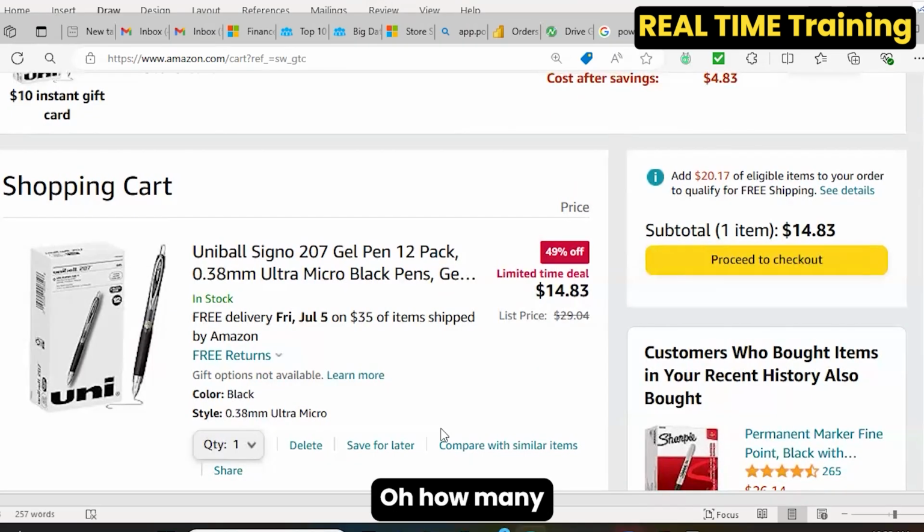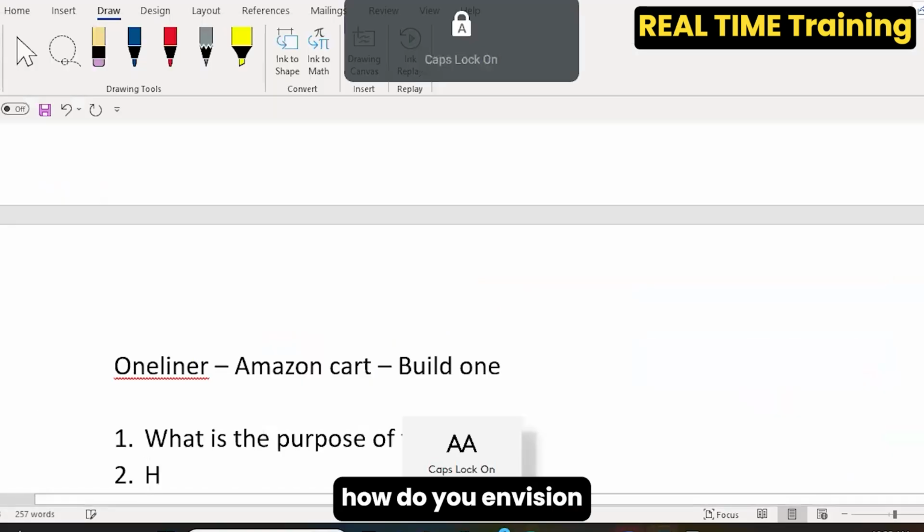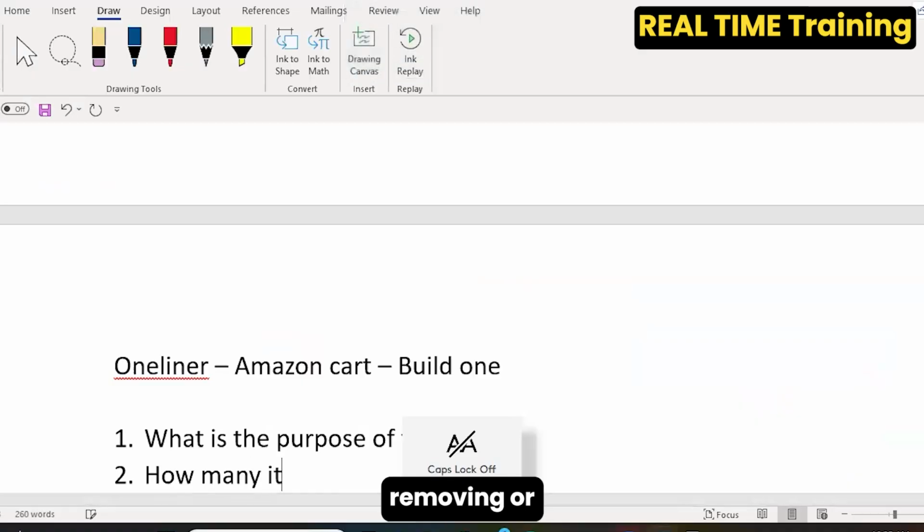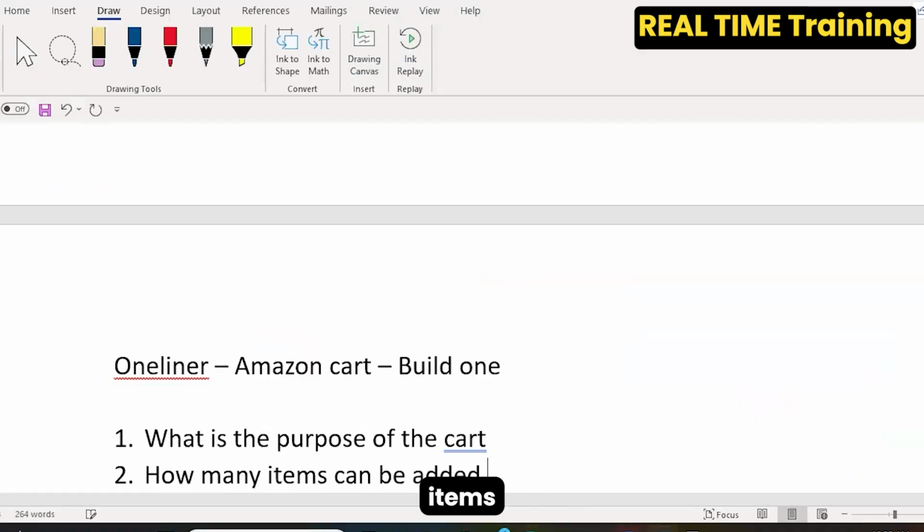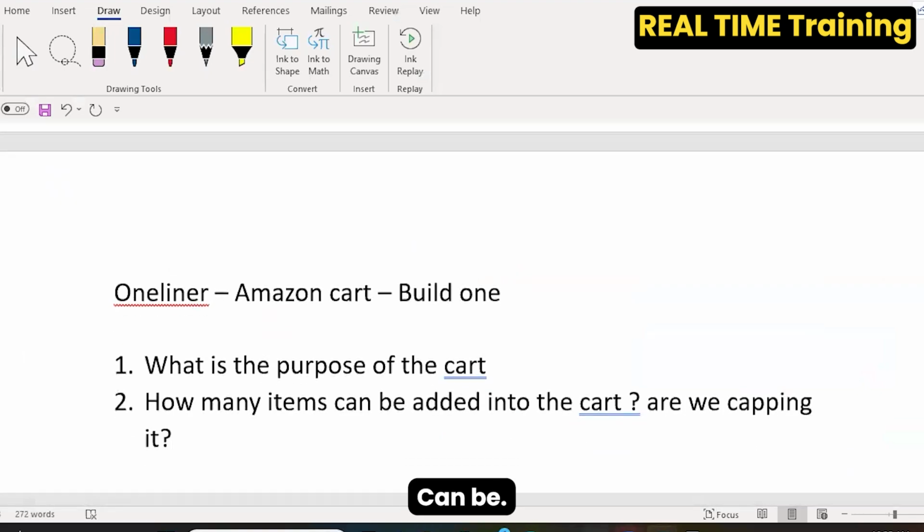Yeah, who's that? How many items can be added into the cart at a time? Okay, that's a good question. And how do you envision adding, removing, or managing items in the cart? Second question is a valid question. How many items can we add? Are we capping it?